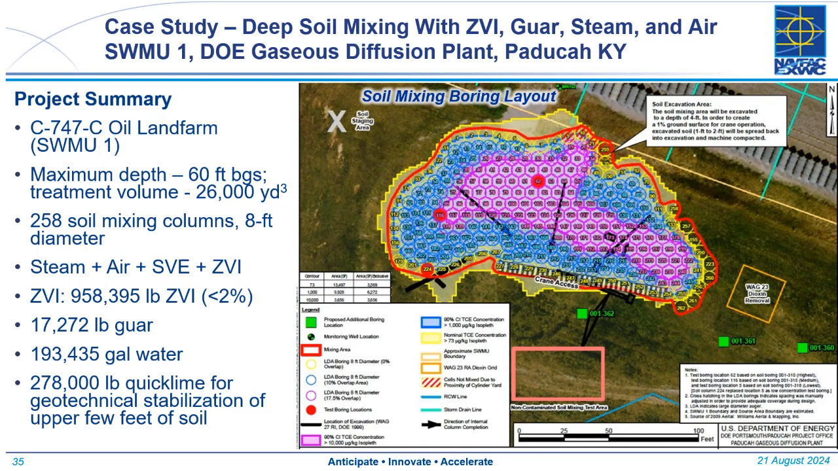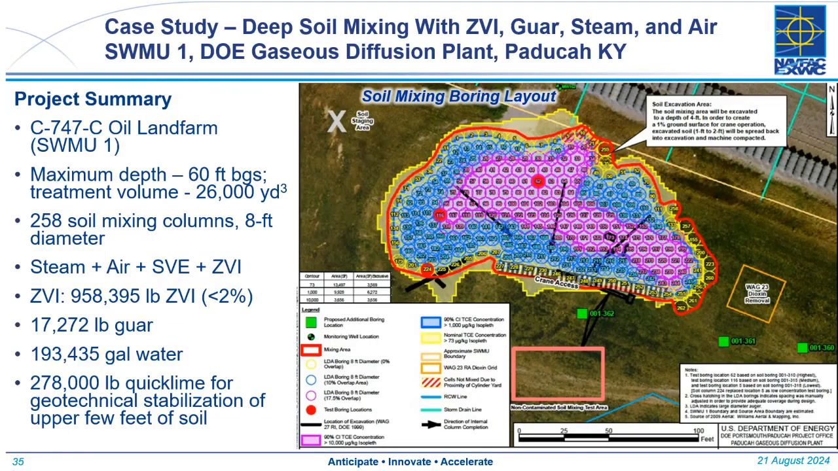Looking at the graphic on the right, you can see how these columns overlap to one another, and in the purple rings in the center of the treatment area had a 17.5-foot overlap, and that overlapping is used in the highest concentration areas where we want to affect the most treatment. As we move out of that area into the blue columns, that's where we might have a 10% overlap, and on the outer perimeter, it's a 0% overlap in these borings.